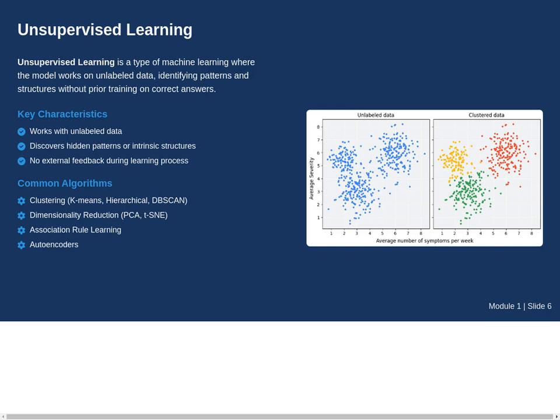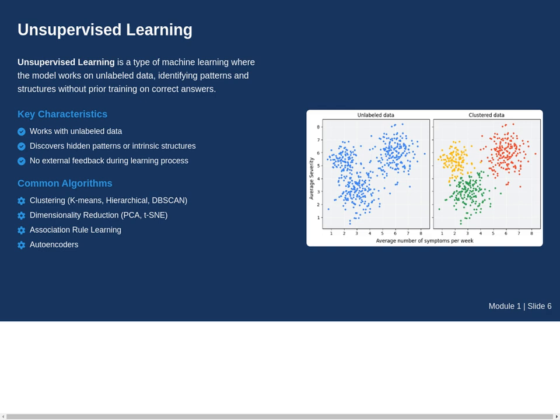Common algorithms for unsupervised learning include clustering algorithms like k-means, hierarchical clustering, and DBSCAN, which group similar data points together. Dimensionality reduction techniques like principal component analysis, PCA, and t-SNE, which reduce the number of features while preserving important information. Association rule learning, which discovers relationships between variables in large datasets. Autoencoders, which are neural networks used for feature learning and data compression.